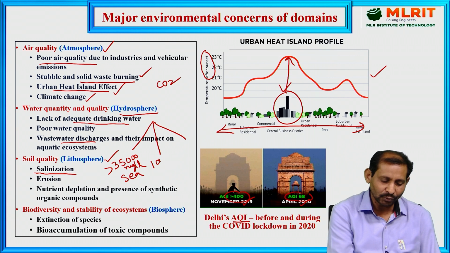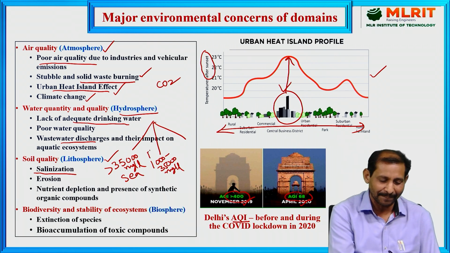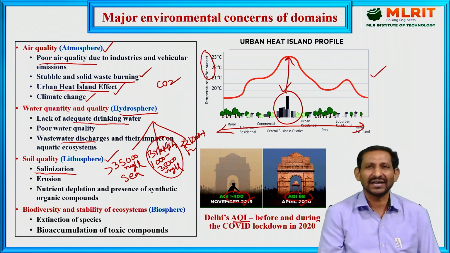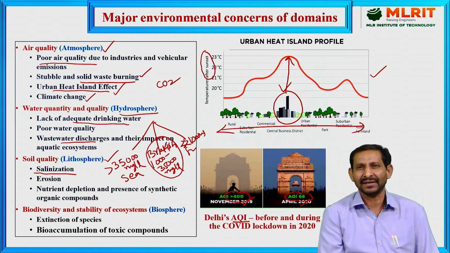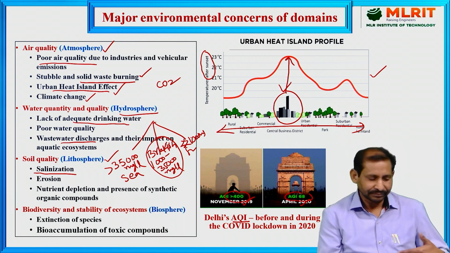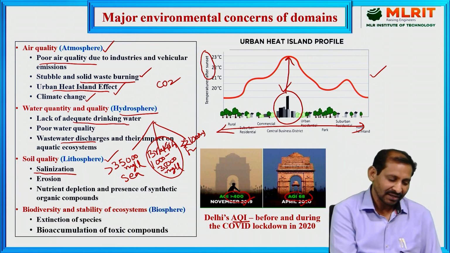1,000 to 35,000 mg per liter of dissolved salts is called brackish water. Less than 1,000 mg per liter is called fresh water. For example, when brackish water, which contains more salinity, is used for agriculture, the soil gets more salinity and the pH will change based on that. This is salinization.